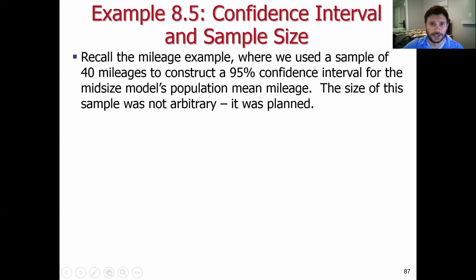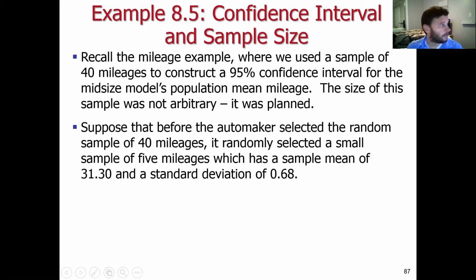We're going to assume that before our automaker decided to use a sample size of 40, it started by randomly selecting only 5 vehicles. So a very, very small sample. You'll notice we're under that 30 threshold. And if we're only selecting 5 vehicles, there are going to be implications for the margin of error when we construct a confidence interval.